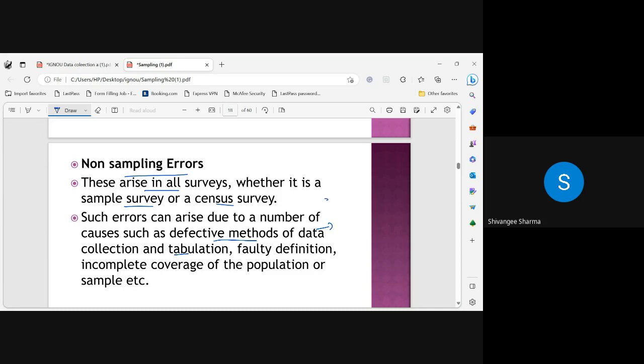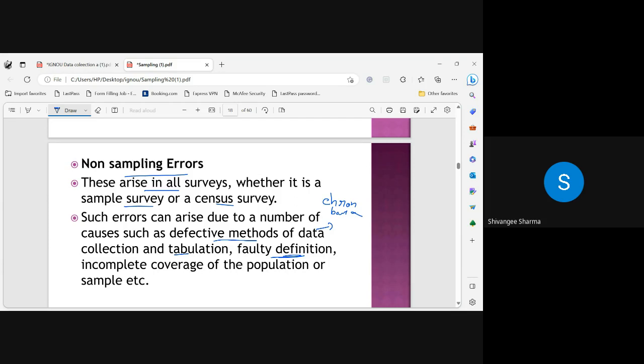The best example to analyze your questionnaire's validity, whether it is valid or not, is Cronbach's alpha. There are many tests for identifying whether the data collection tool you are using, meaning your questionnaire, is appropriate or not. Okay, so that is data collection and tabulation or faulty definition.